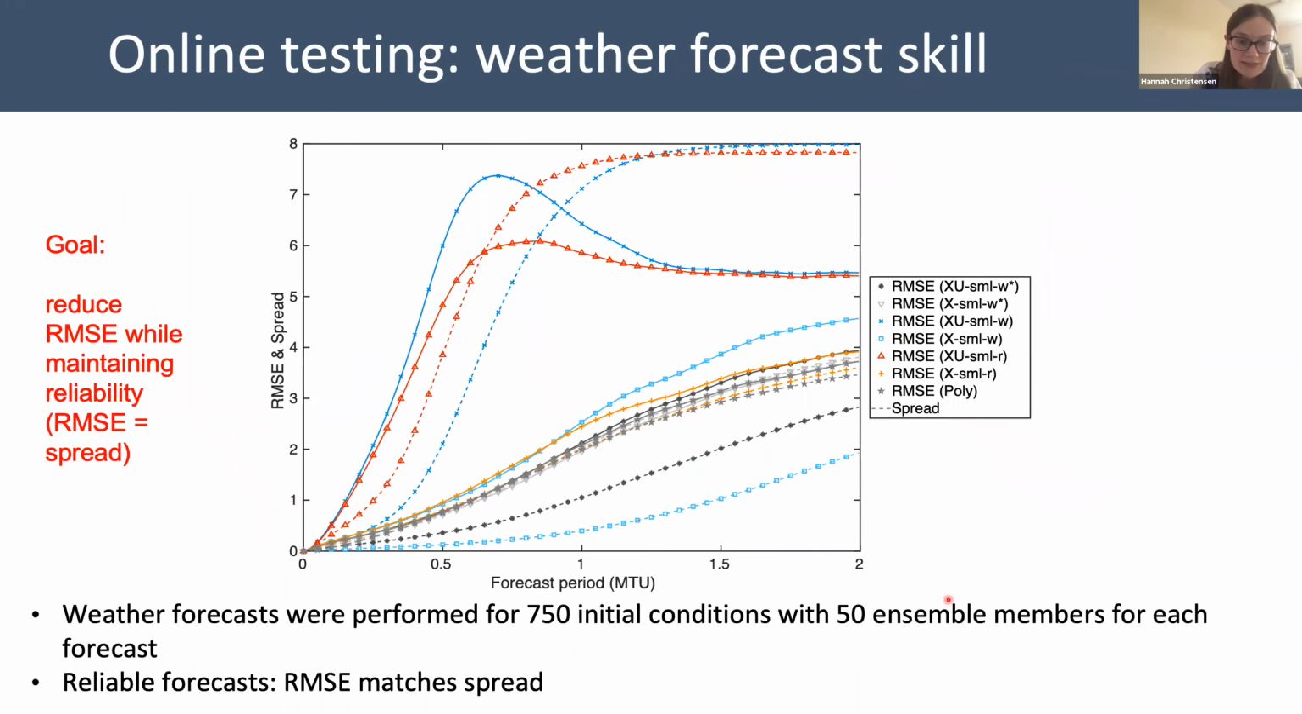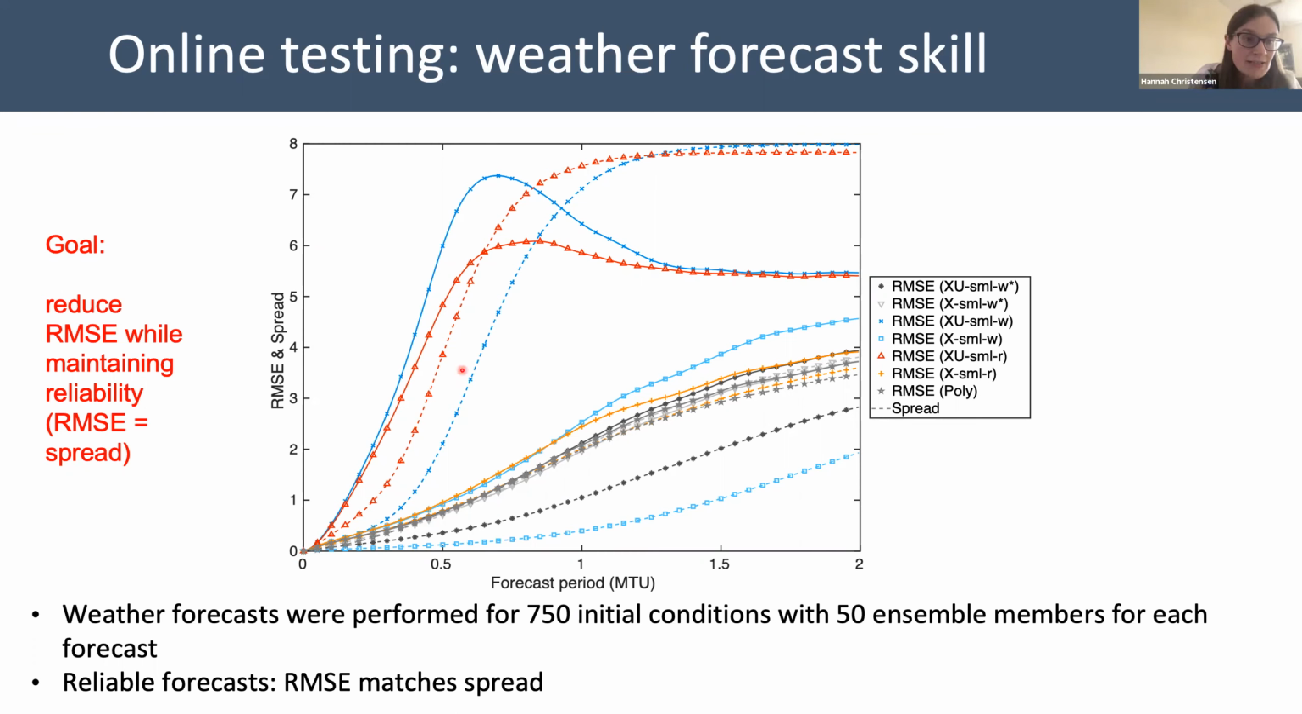So then the final thing that we looked at is how well our models did in a weather forecasting setup. Here I'm showing a figure very similar to the one I showed in the introduction, where we're looking at the root mean square spread of our ensemble forecasts and the root mean square error between the ensemble mean and the observation. The solid lines are the error, and the dashed lines are the spread. And the same color is used for the same model.